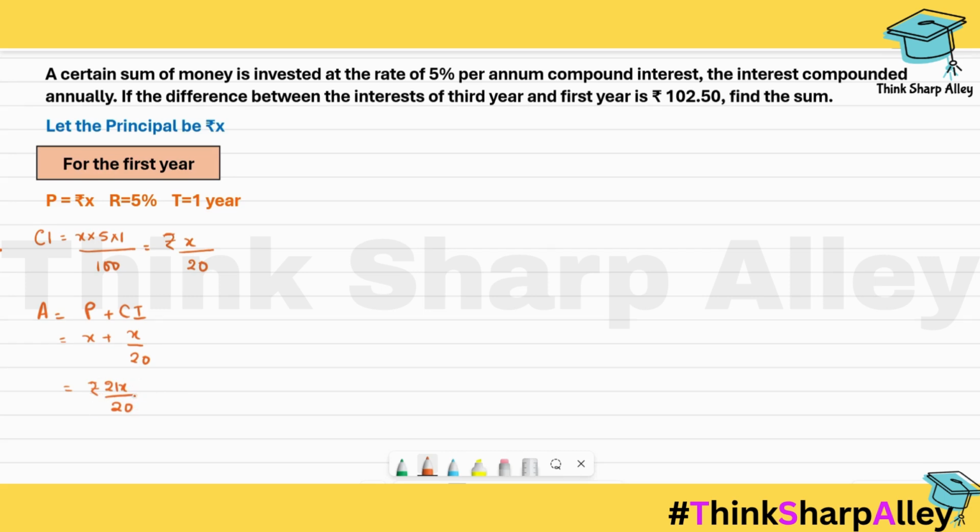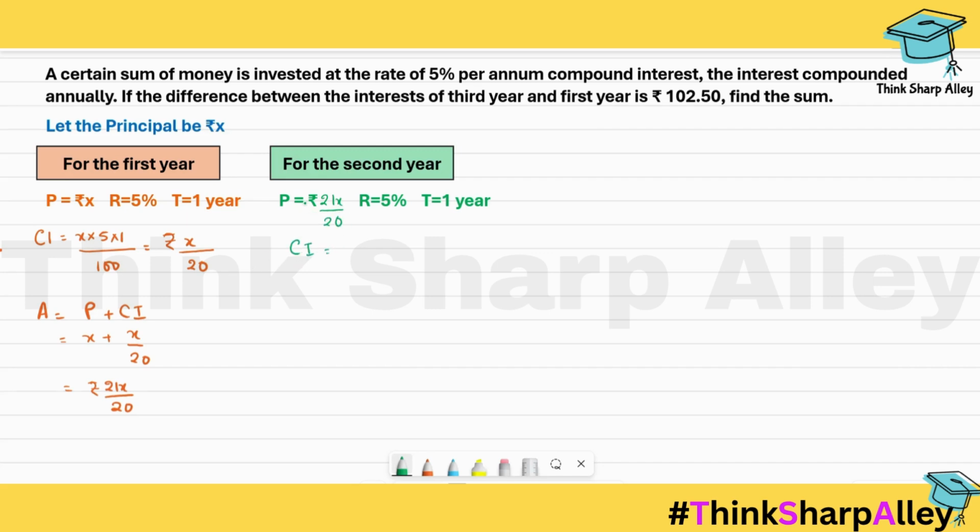This one will become principal for the next year. So for the second year, only thing that changes is the principal, 21x by 20. And we calculate again CI in the same manner, P into R into T by 100, and then the amount. So principal into rate into time by 100, and we've cancelled. So we got our CI for the second year as 21x by 400.